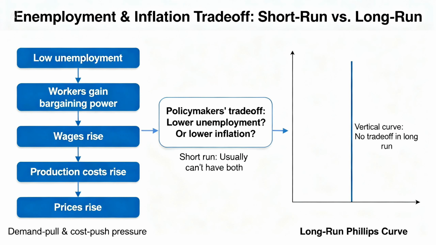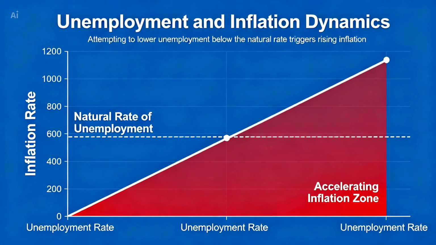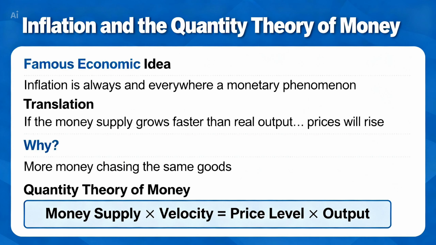But in the long run, there's no trade-off. The long run Phillips curve is vertical. Why? Because unemployment naturally returns to the natural rate of unemployment. Trying to push the unemployment below the natural rate just causes accelerating inflation. Which brings us to money growth and inflation.